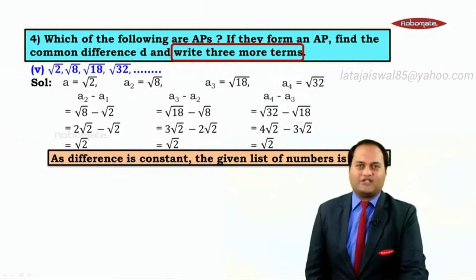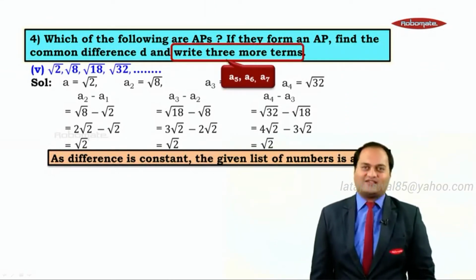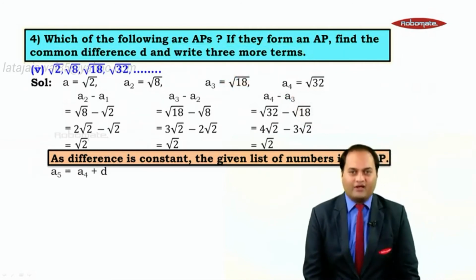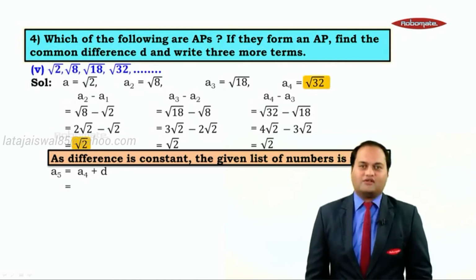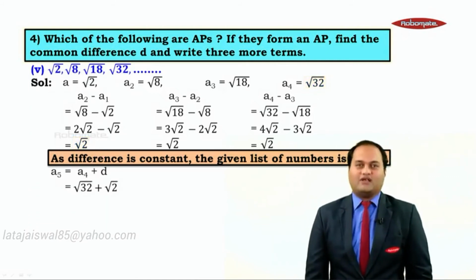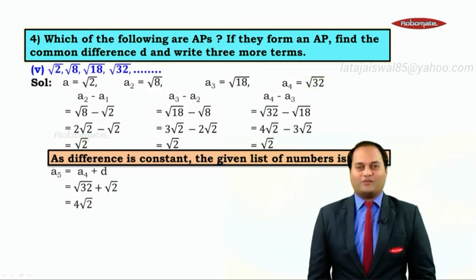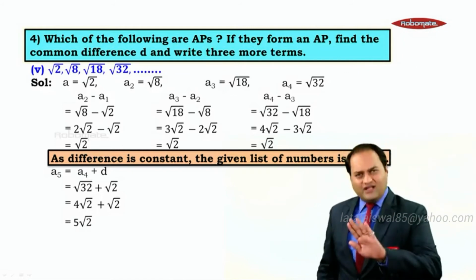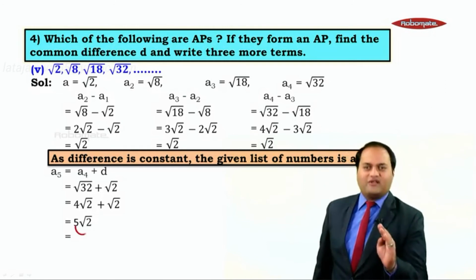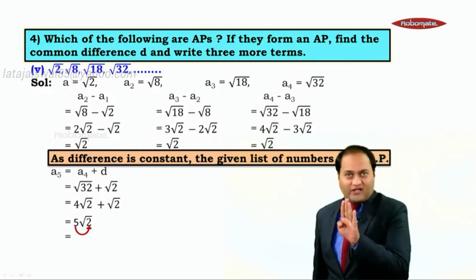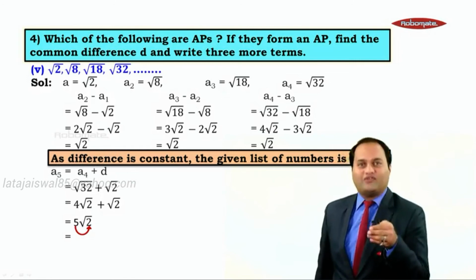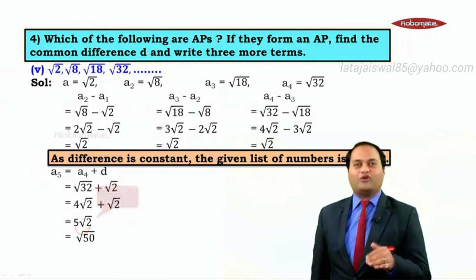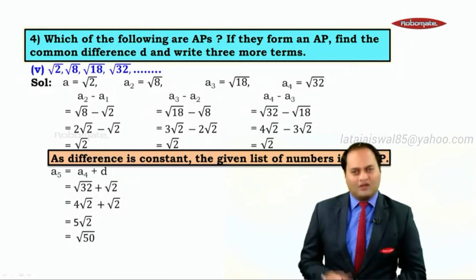Moving ahead, let's find the next three terms, that is, let's find A5, A6 and A7. How do we do it? A5 is equal to A4 plus D, right? What is A4? A4 is root 32 plus D, which is root 2. Root 32, as we all know, can be written as 4 root 2, plus root 2, which is equal to 5 root 2. You can either leave this as it is, or you can take this 5 inside the root. Now 5 is outside the root. When it goes inside the root, it becomes 25, because 5 when it goes inside the root becomes 5 square. So you will actually get root of 2 into 25, which is root 50. Clear? Let's find the next.